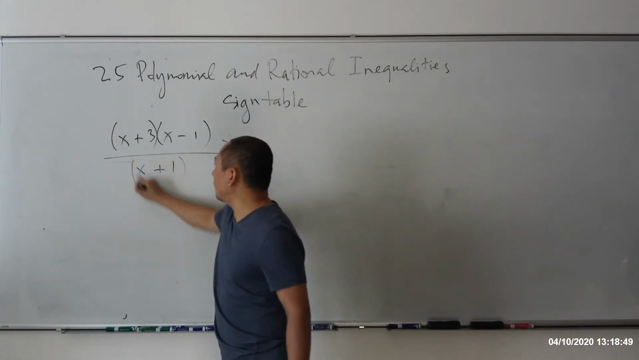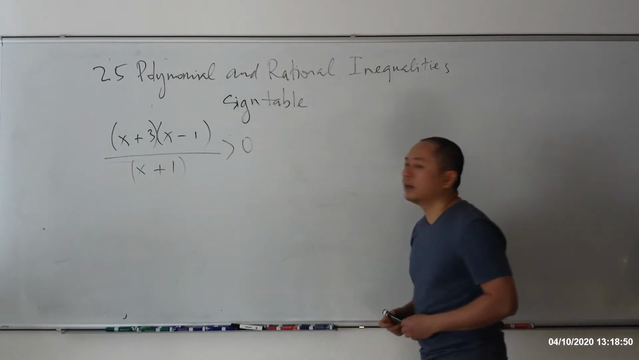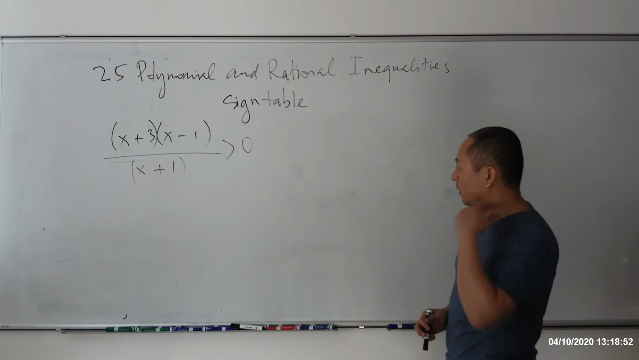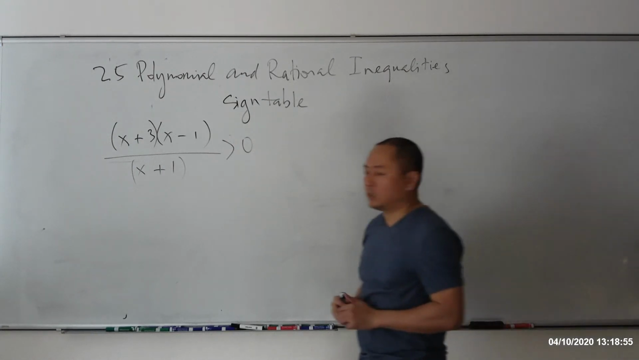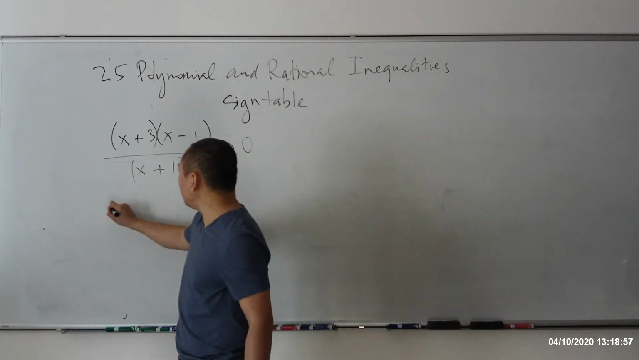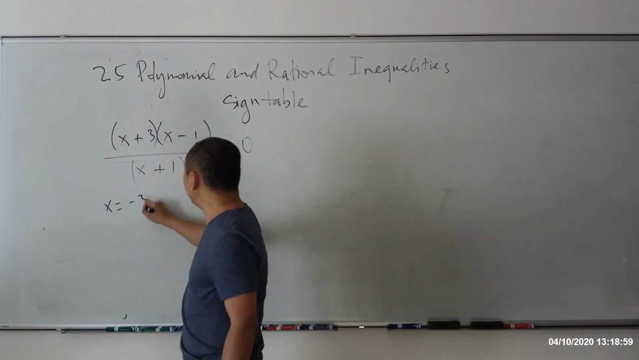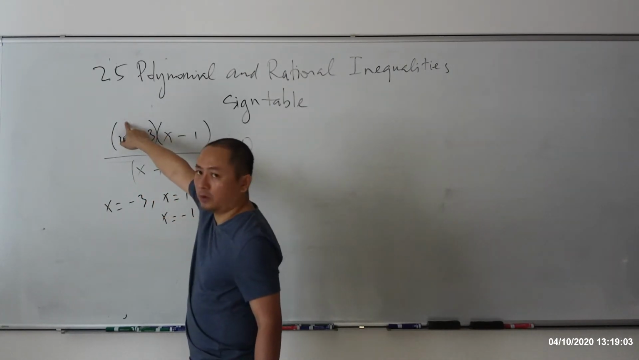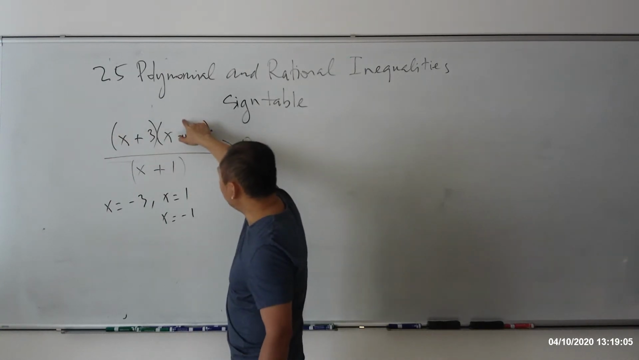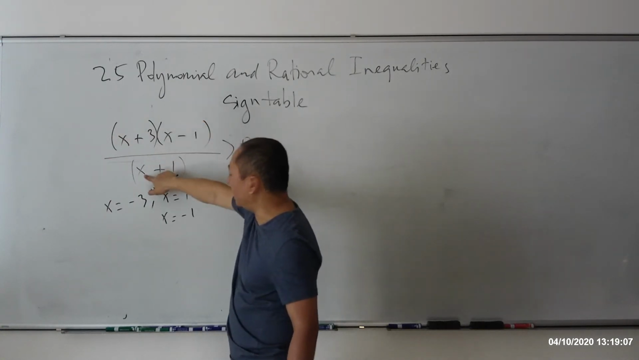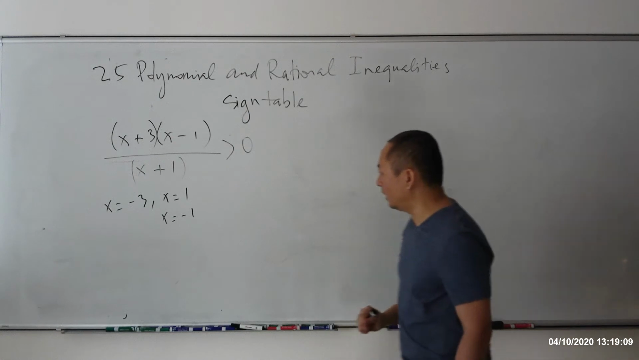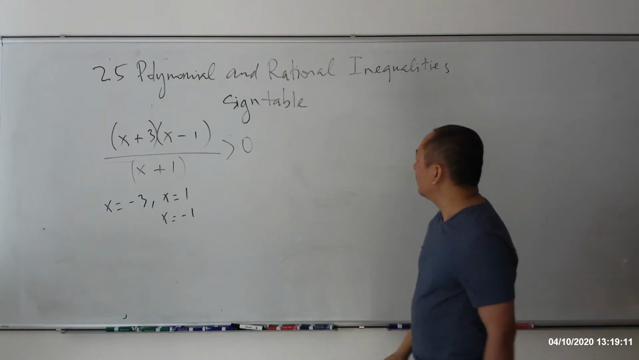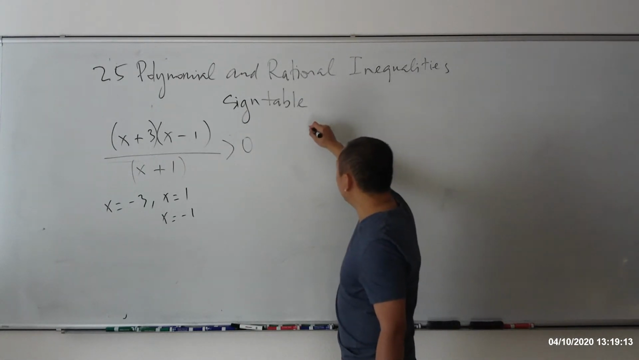So in here, we don't just have a polynomial, we have a rational function on the left-hand side, and we have 3 linear factors. So the zeros for these rationals are x equal to -3, x equal to 1, and x equal to -1. -3 for this factor, 1 for this second factor on the numerator, and -1 is for the zero of the denominator. So we got 3 zeros, or 3 critical values.